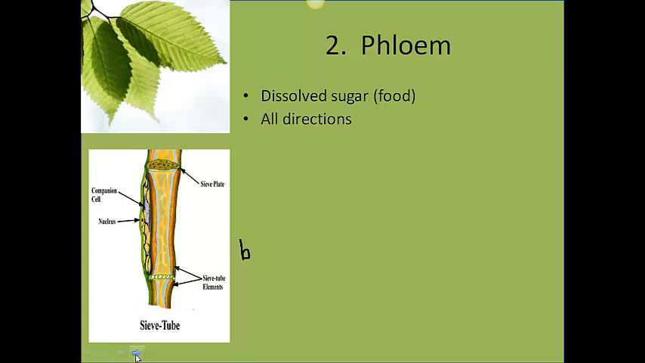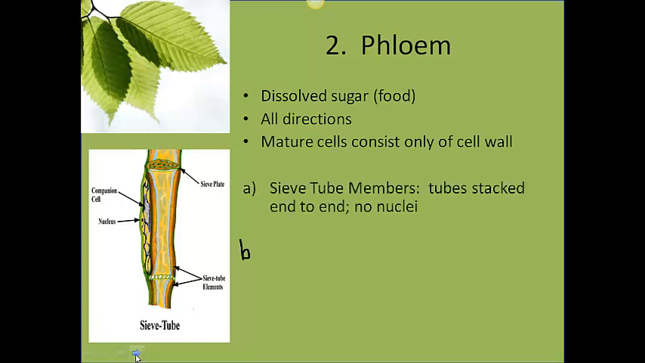Now the sugar is made in the leaves through photosynthesis. Alright, so it always starts in the leaves. But from there it can move all over the plant. Same thing, the mature cells only consist of a cell wall, so nothing else inside those cells. And we've got different types again.